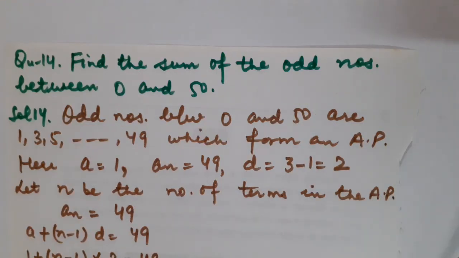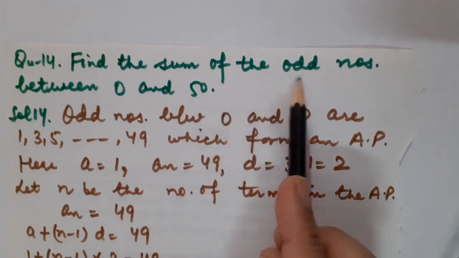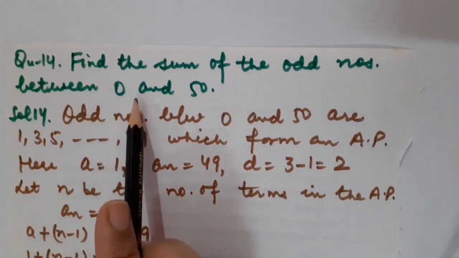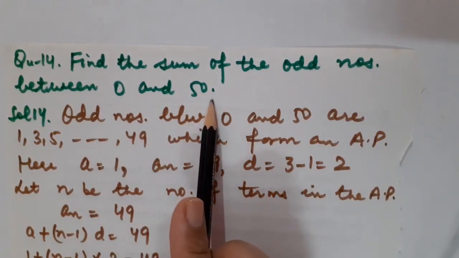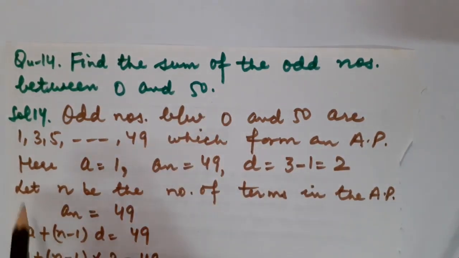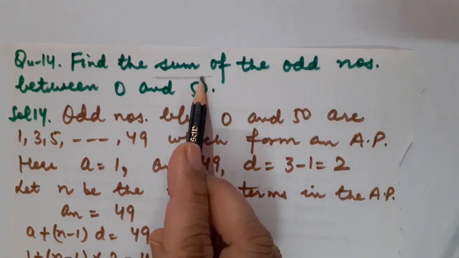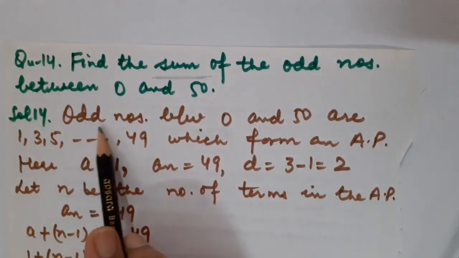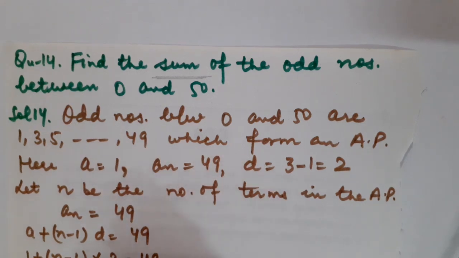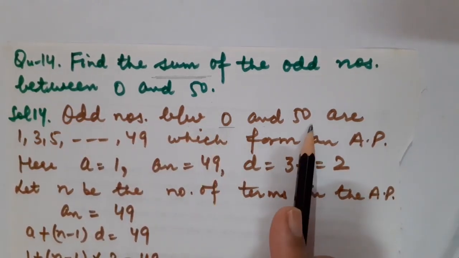Now children, let us switch to the next problem. This is question number 14. Find the sum of the odd numbers between 0 and 50. Here you have a situation given. You will have to form an AP first of all, and after forming the AP you will have to find the sum, correct, of that AP. So children, you know very well what odd numbers are. Odd numbers are those numbers which are not divisible by 2, correct. So odd numbers between, as it is said, between 0 and 50.